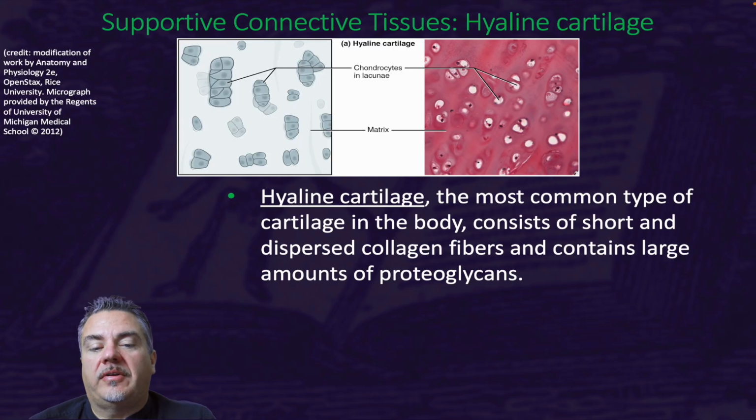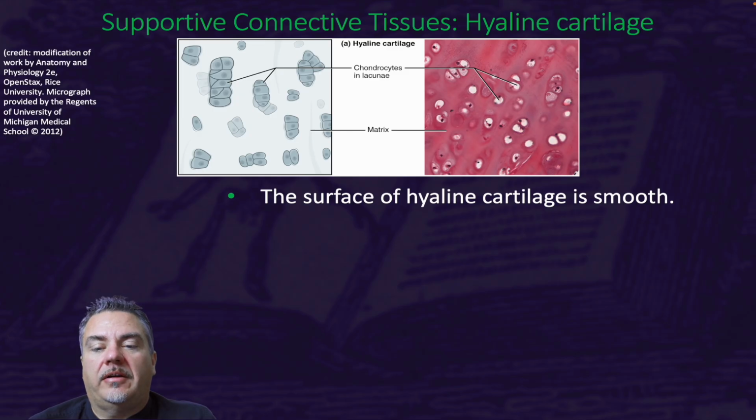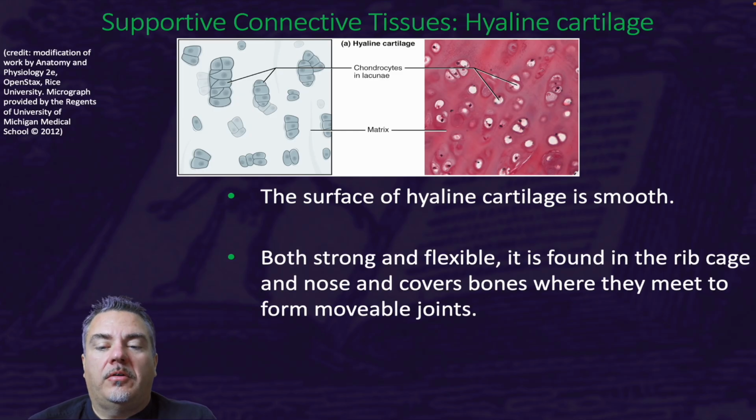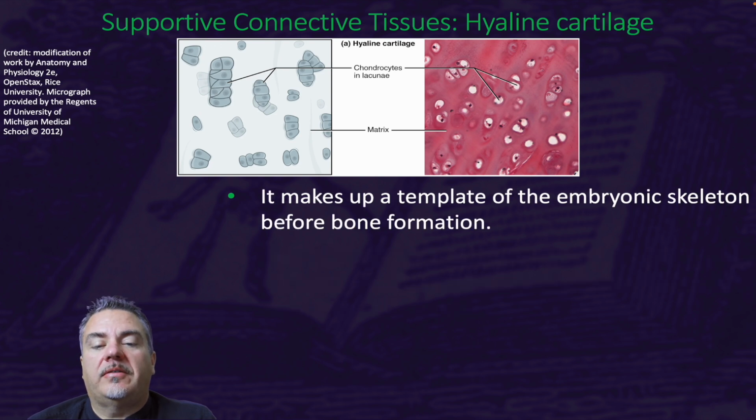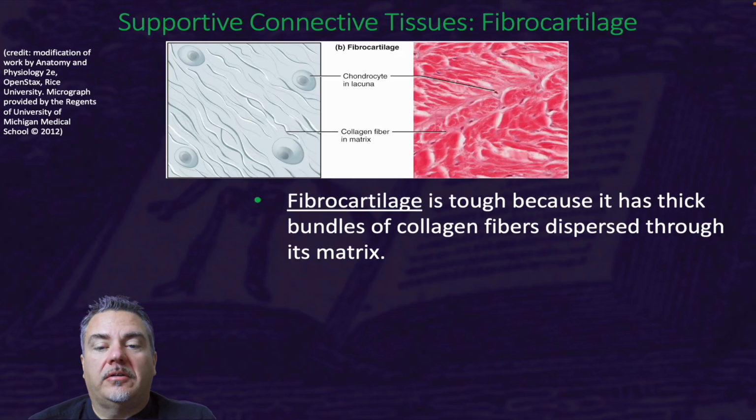Hyaline cartilage, the most common type of cartilage in the body, consists of short and dispersed collagen fibers and contains large amounts of proteoglycans. Under the microscope, tissue samples appear clear. The surface of the hyaline cartilage is smooth. Both strong and flexible, it is found in the rib cage and nose and covers bones where they meet to form movable joints. It makes up a template of the embryonic skeleton before bone formation. A plate of hyaline cartilage at the ends of bone allows continued growth until adulthood.